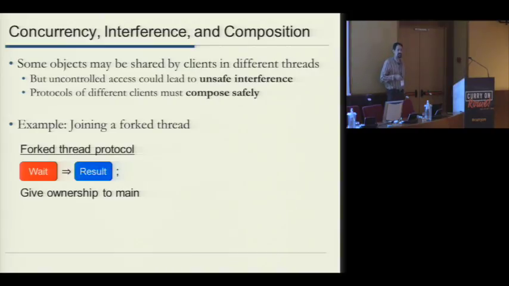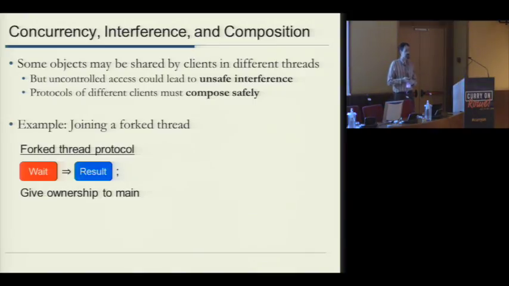So let me speak specifically to the case of concurrency and protocols used in concurrent systems. Some objects might be shared by clients that are in different threads, but if we don't control the way they access that shared state, there may be unsafe interference. And so we want to make sure that protocols of different clients compose in a safe way. Let me give you a very simple example. The paper has some more interesting ones, but this will explain the basic ideas.